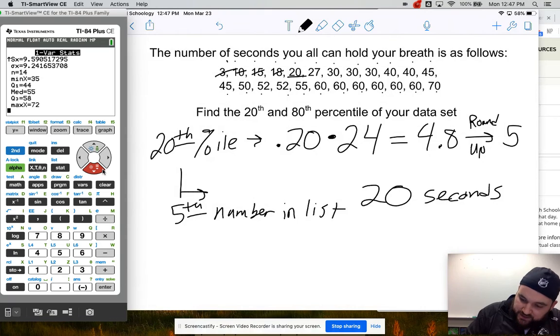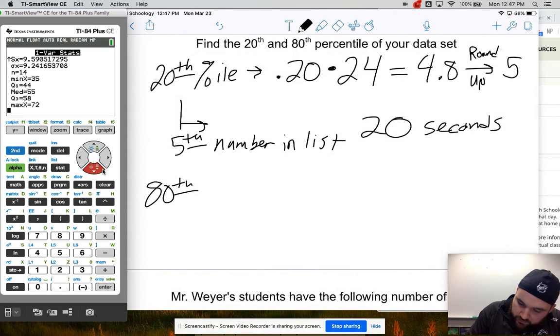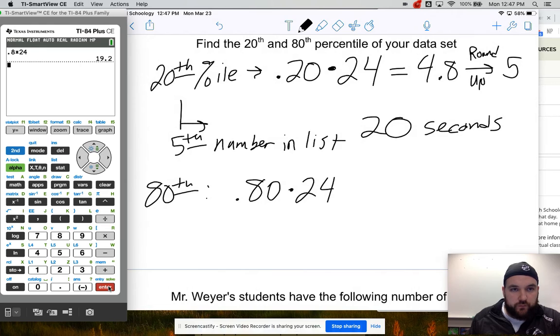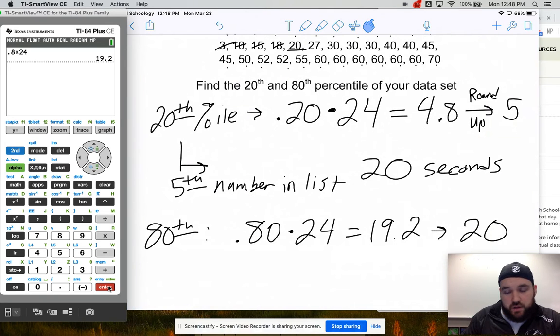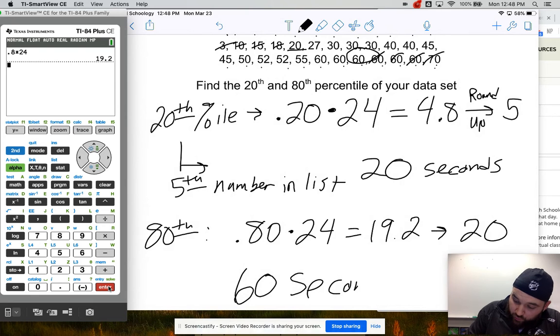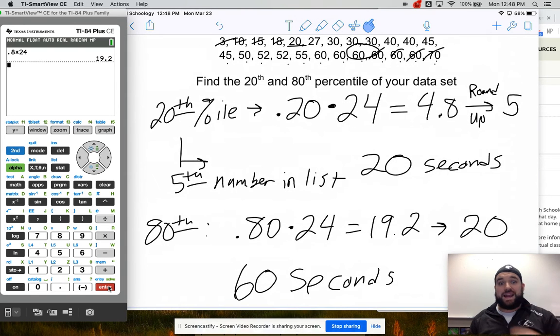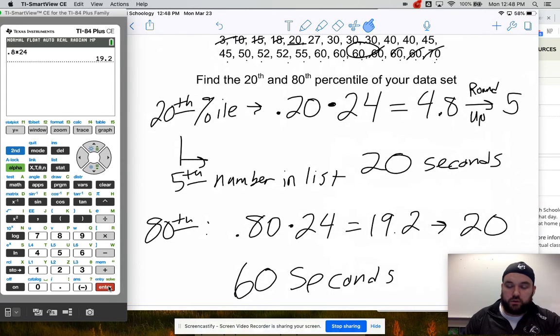Okay. If I wanted to find the 80th percentile, I would do the same idea. To find the 80th, I do 0.80 times 24. 0.8 times 24 gives me 19.2, but I have to round up to 20. So that means I need the 20th number in this list. Well, I know there are 24 numbers in the list, so I'm just going to go backwards. This is the 24th, 23rd, 22nd, 21st, 20th. So the 80th percentile is 60 seconds. It means if you can hold your breath for 60 seconds, you are at or above 80% of people, or 80% of people are at or below your ability. Okay, so change the percentile into a decimal, multiply by how many data points there are, round up, and then find where that number is in the list.